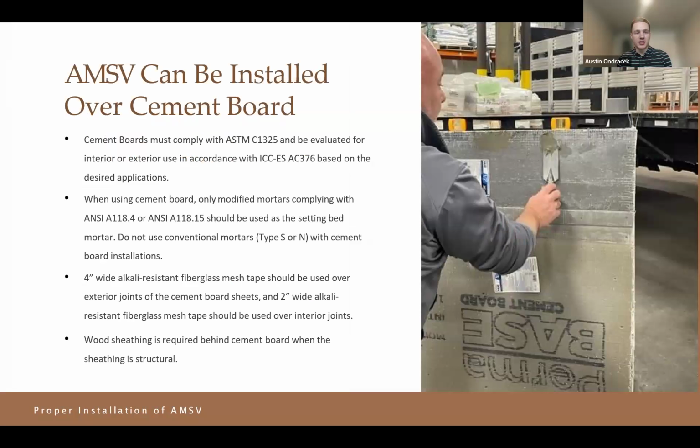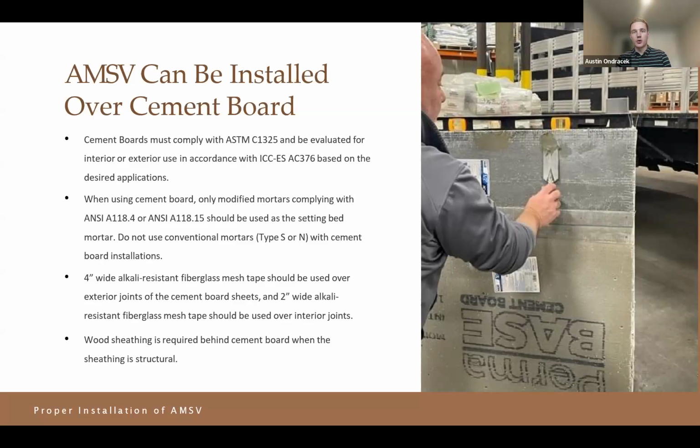AMSV can be installed over cement board. A lot of uses make AMSV a great option because it's lightweight. It's under that 15 pounds per square foot to be classified as a veneer, so you can put it in a lot of different areas. You don't really need brackets and fasteners and a lot of those things that some full bed natural stones do need, and so that makes it a little bit versatile in how you can install it.